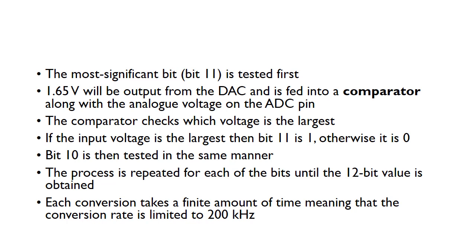Because it takes time to do this conversion, for each bit we've got to put the value into the comparator, output the value from the DAC and so on, and compare it. It takes a finite amount of time, so the conversion rate is limited to 200 kilohertz. It's not a particularly slow process, but this limits the frequency of signals that you can read into the A to D, because of Nyquist's theorem. This is a maximum conversion rate, so if you wanted to put a sine wave into the A to D, the maximum would have to be 100 kilohertz.